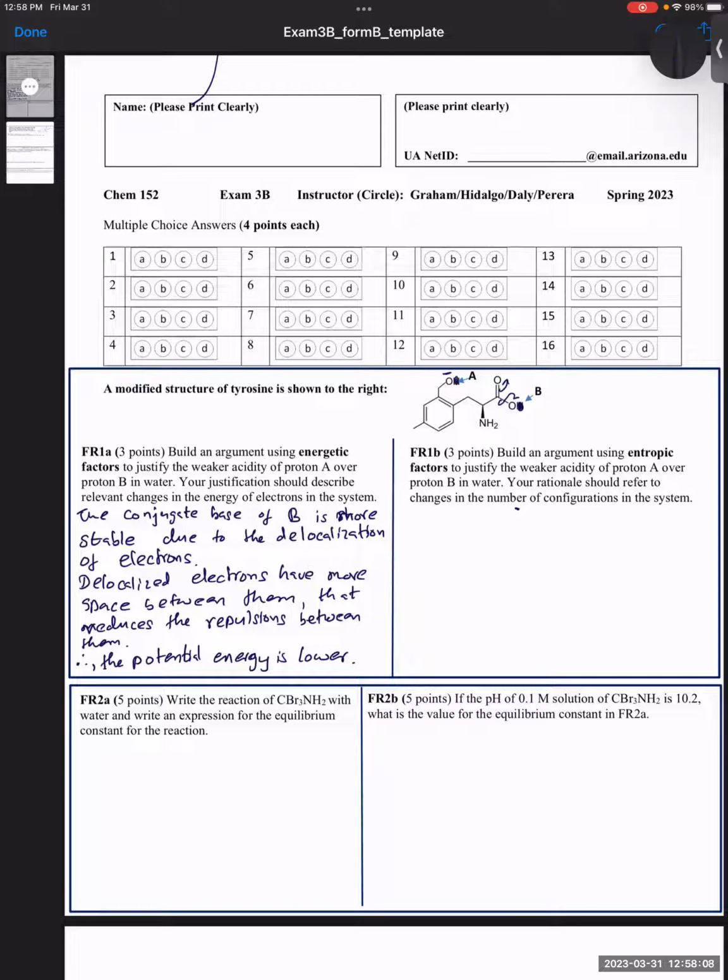And then the entropic argument would be: delocalization of electrons, delocalized negative charge in the B conjugate base, delocalization of negative charge in B reduces the charge density of the ion.